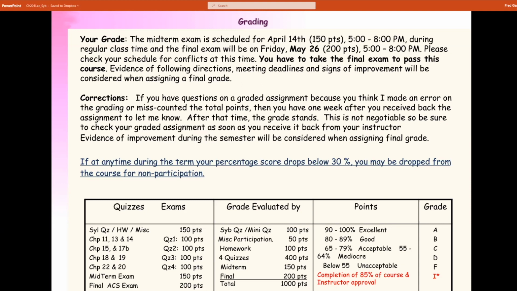I say that 65 and above is a C, but usually I drop it down to 60% and above. It's not hard to get 600 points in this class, but if you don't do any of the work, you get a big fat 0. And if you get a whole bunch of zeros, it's very difficult to make up 600 points, okay?